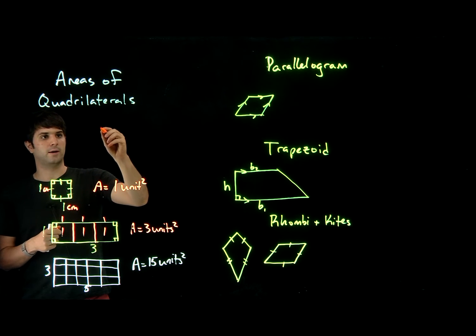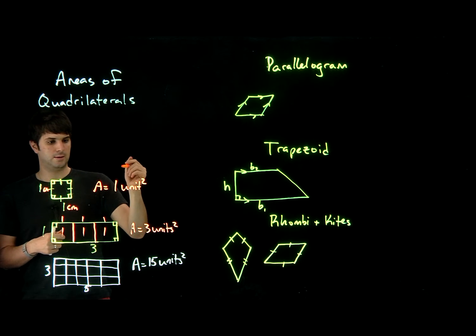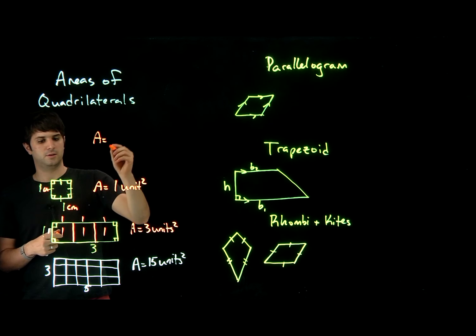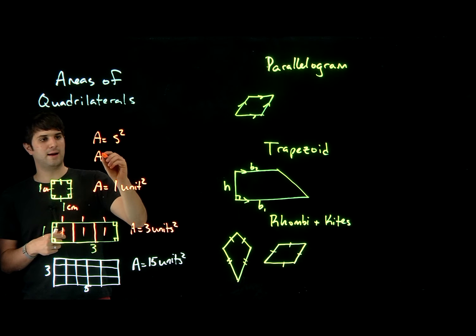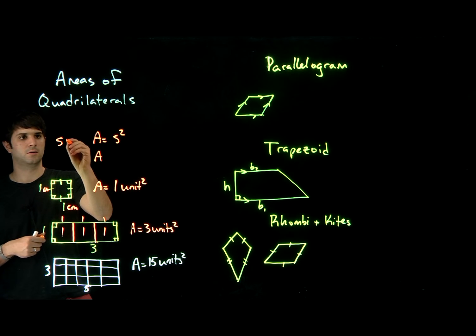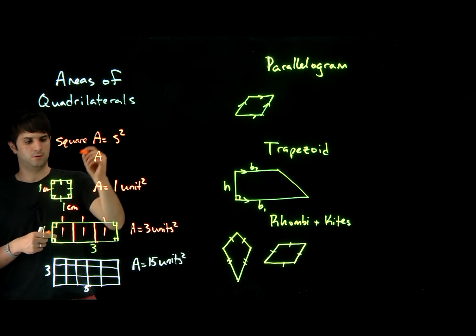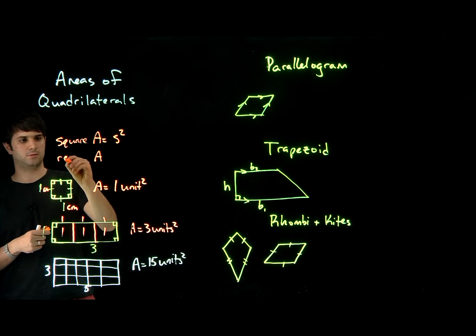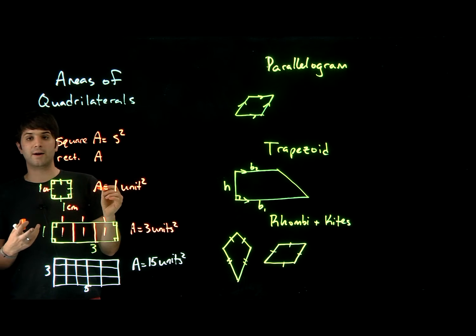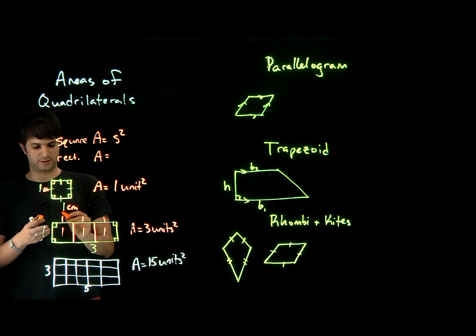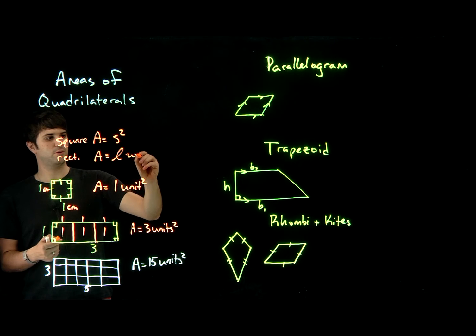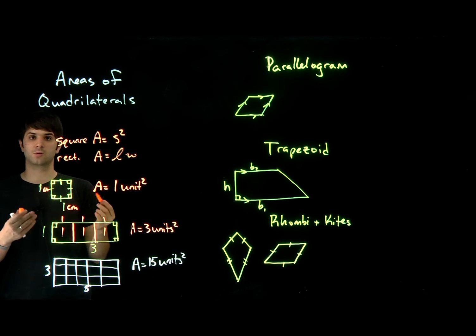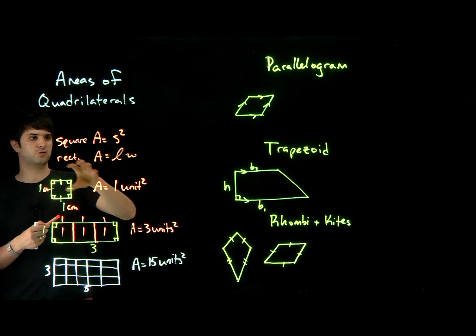The area of a square is going to equal side squared. And the area of a rectangle, so this is a square and this is a rectangle, area is just going to be length times width, or you can say base times height. Either one is okay. So these are sort of our foundations.